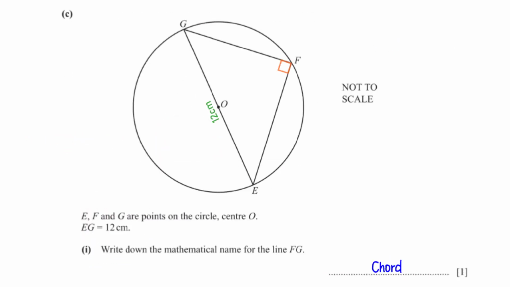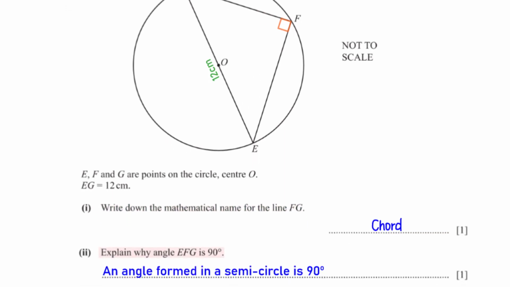E, F, and G are points on the circle center O. EG equals 12 centimeters. Write down the mathematical name for the line FG. FG is a chord. A chord is simply any line that connects two points on the circumference of a circle. Explain why EFG is 90 degrees. This is because an angle formed in a semicircle is 90 degrees.